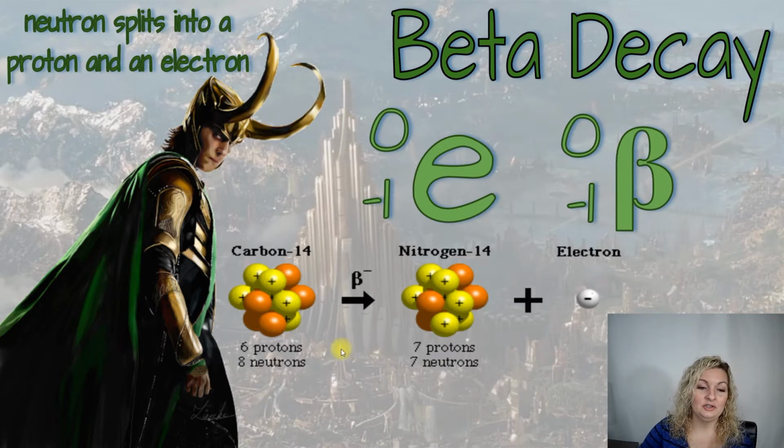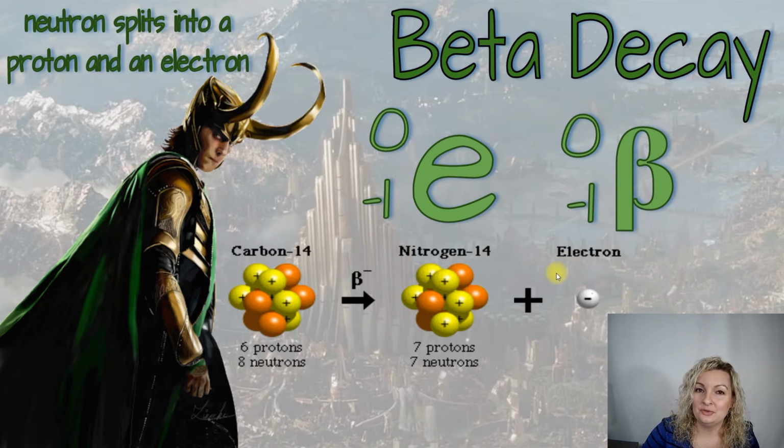So let's look at an example, because Beta decay is sort of funky, right? It's going to have a neutron that splits into a proton and an electron. And that's like, what? What just happened? So let's step through this, okay? An example is carbon-14. This is an isotope of carbon, and this one has 6 protons and 8 neutrons. When it undergoes beta decay, it will shoot out a beta particle.